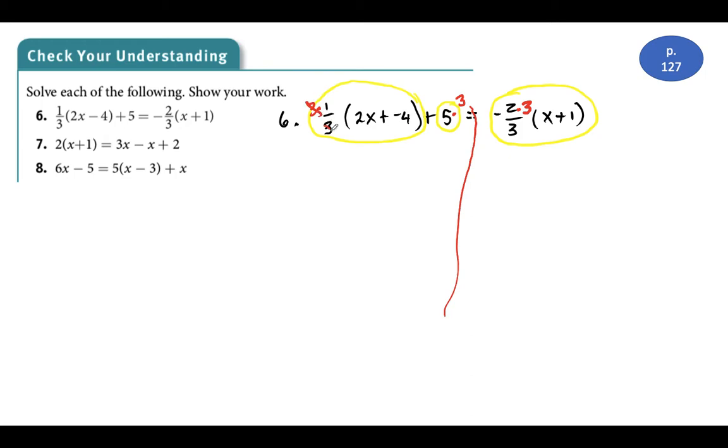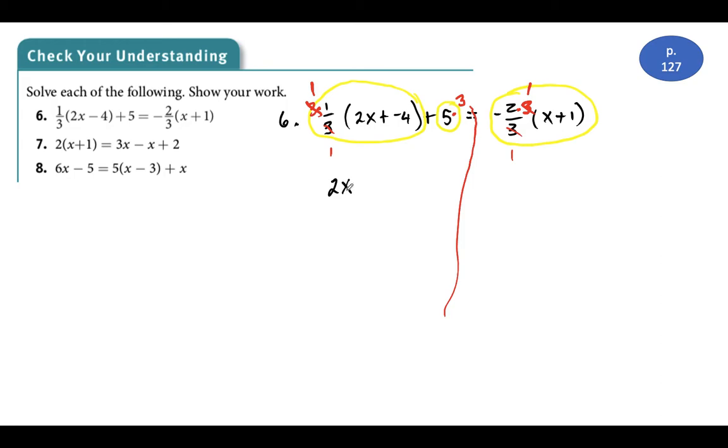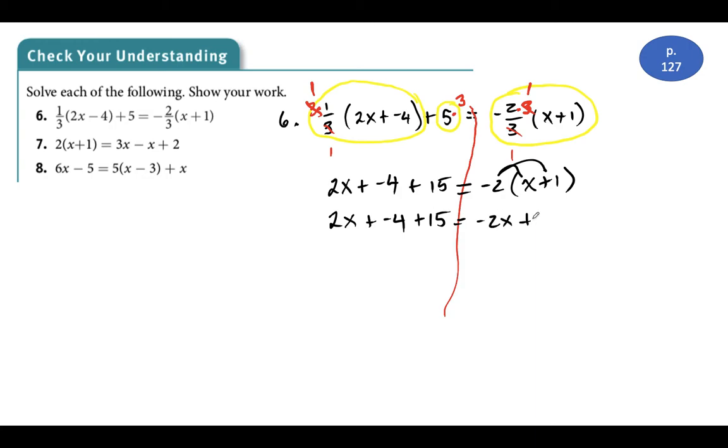All right, 3 divided by 3 is 1. 3 divided by 3 is 1. So, since this is just a 1 now, the 3's canceled and all that's left is a 1. 1 times 2x plus negative 4 is just 2x plus negative 4. It's one group of 2x plus negative 4, so the parentheses can go away. 5 times 3 is 15. Here the 3's canceled. They left a negative 2 behind, so I'm going to have to keep these parentheses because I have a non-1 factor up front. And then I will distribute, so I get 2x plus negative 4 plus 15 is equal to negative 2x plus negative 2.